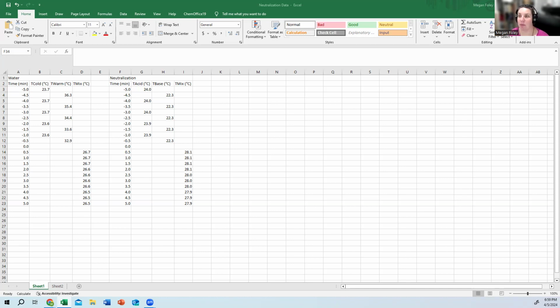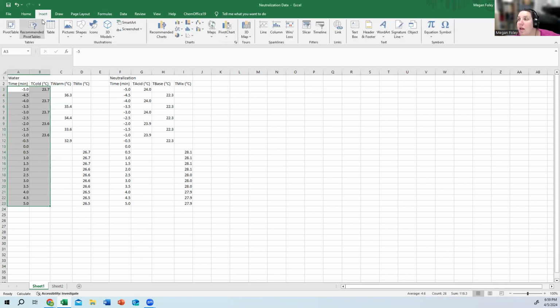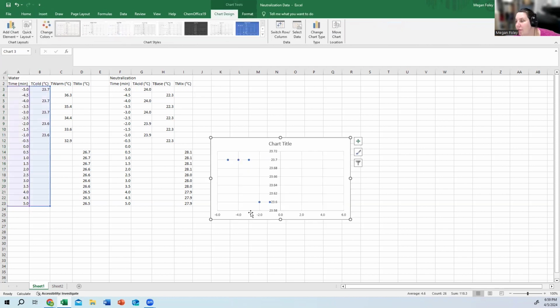Before that 0 mark, our mixing mark, we have temperatures of cold and warm varying, and then temperatures of acid and base varying. So the first thing we're going to do is make a graph. We're going to insert, click on our first two, and insert a scatter plot, and it should look something like that.